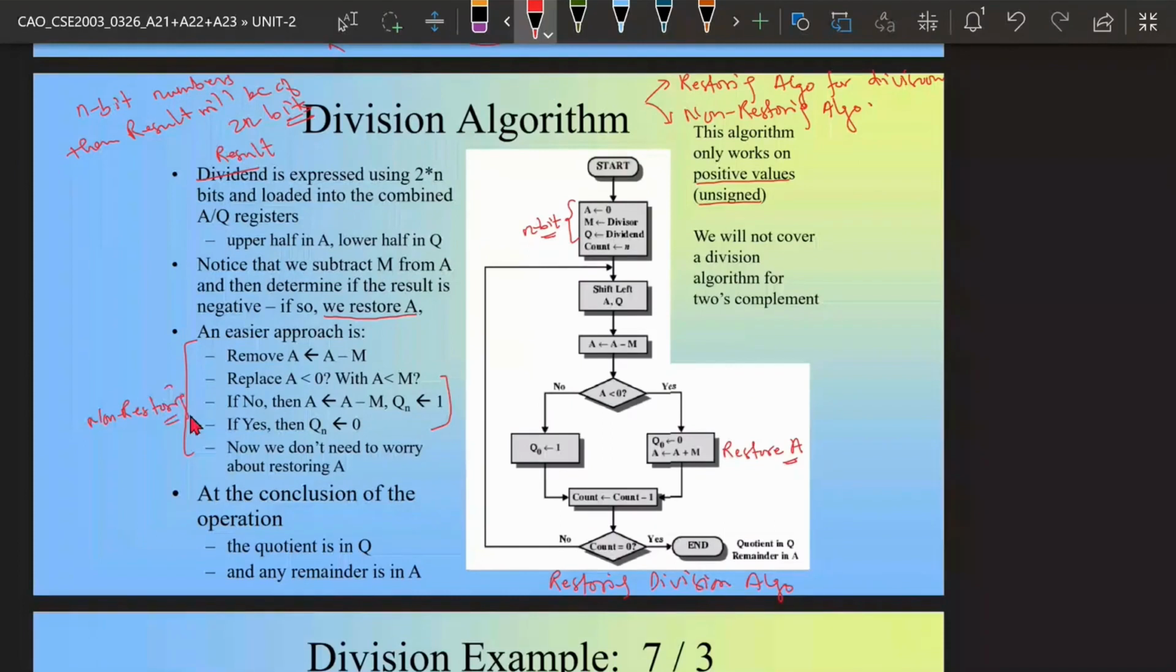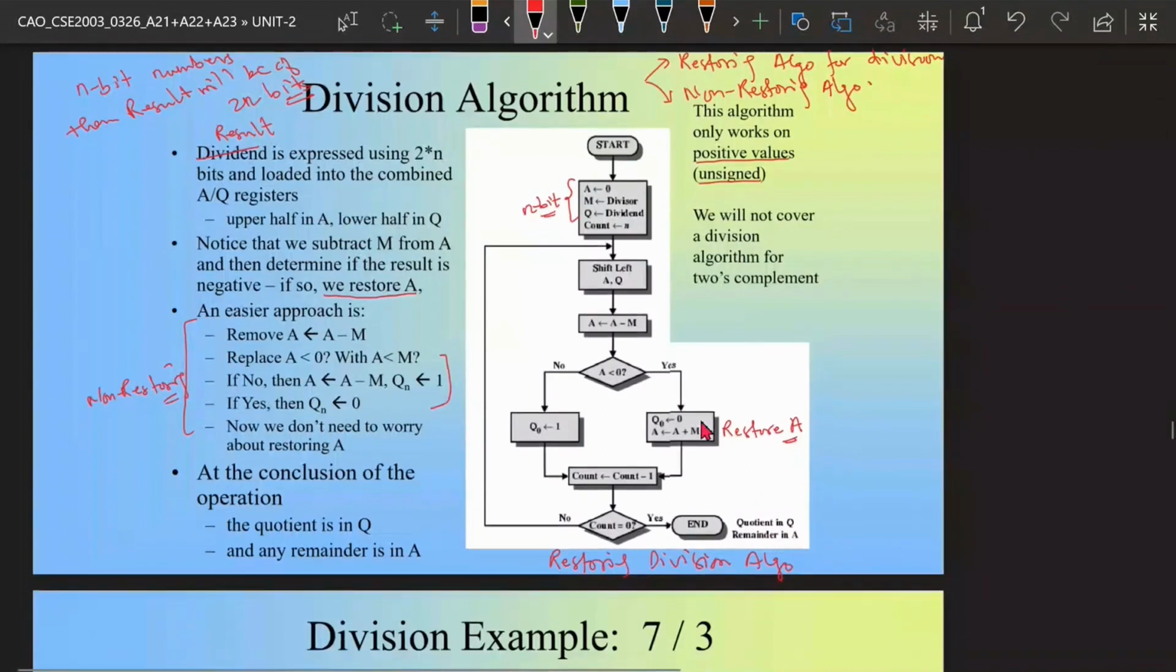This part we will see later. Basically we will go with the restoring algorithm first, and then we will see the non-restoring algorithm. Once the operation is completed, at the end the quotient value will be stored in the Q register, and the remainder value will be stored in the accumulator register. So we will proceed with an example.